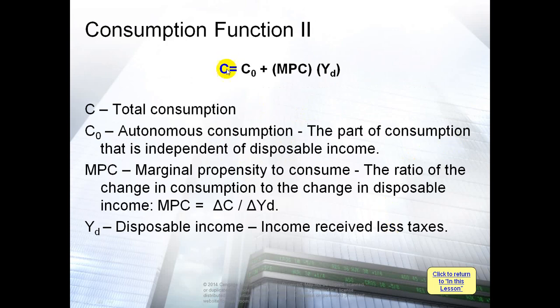So consumption equals these things. C is total consumption, C0 is autonomous consumption, the part of consumption that is independent of disposable income. So underline independent. This is independent from this one. It is completely independent of disposable income, because this increases or decreases not because of disposable income, but because of other factors.